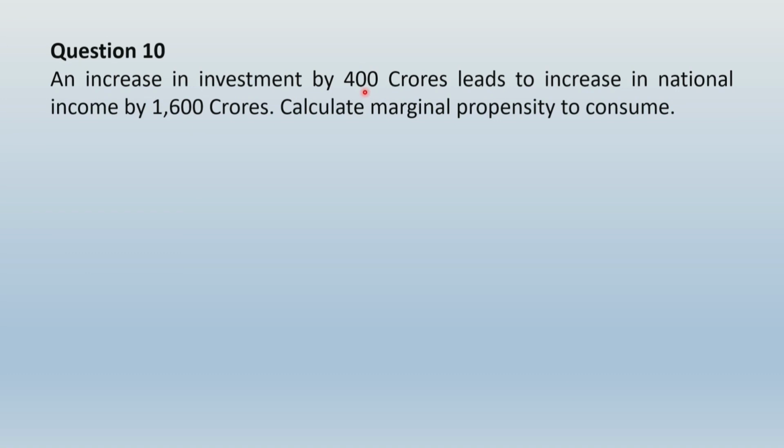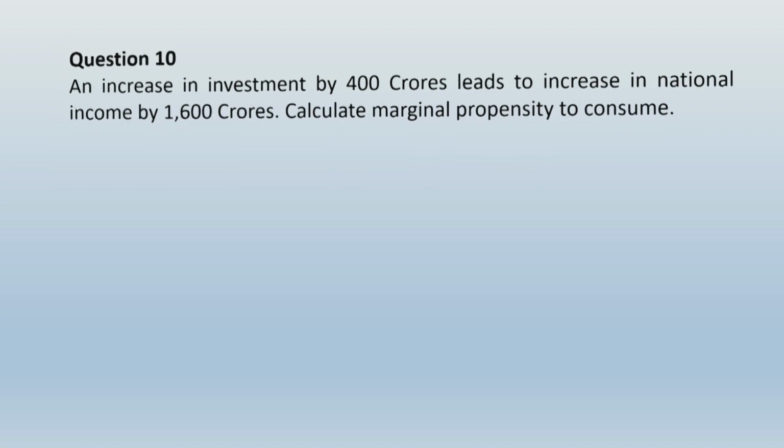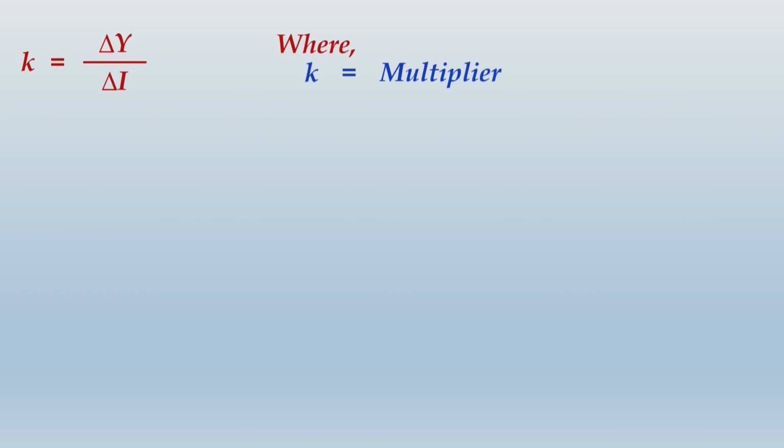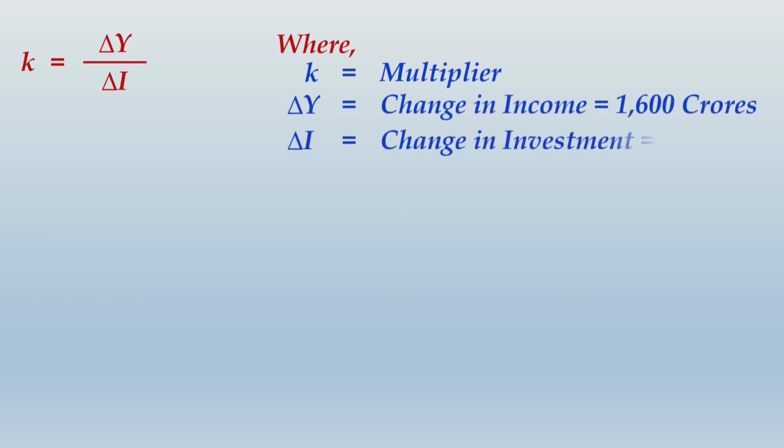With this you can compute the investment multiplier, and the inverse of the investment multiplier will be the marginal propensity to save, and marginal propensity to consume will be 1 minus marginal propensity to save. So how to present the solution? Look at this. As I told you, the investment multiplier is delta Y divided by delta I. So you may define these variables and put up the values and compute the value of the multiplier, which comes to 4 times.